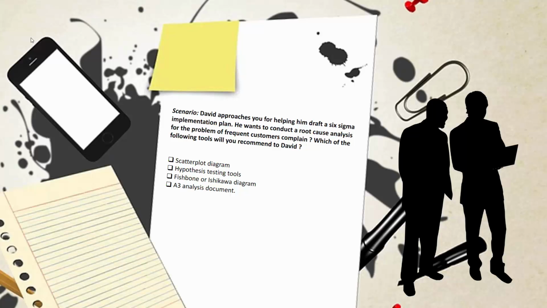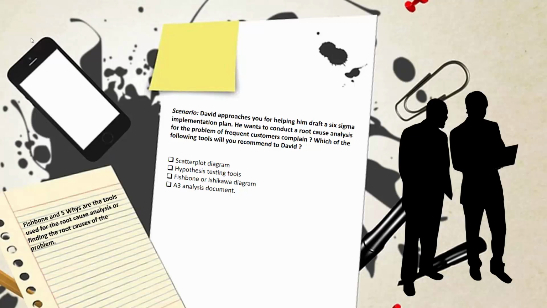Okay, let me reveal the answer. The correct answer is fishbone, because fishbone and 5 whys are basically the tools used for the root cause analysis or finding the root cause of the problem. The A3 analysis document is also used in the root cause analysis along with the scatter plot diagram, but basically we use fishbone and 5 whys for root cause analysis.